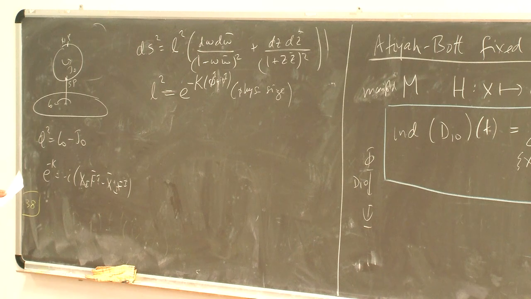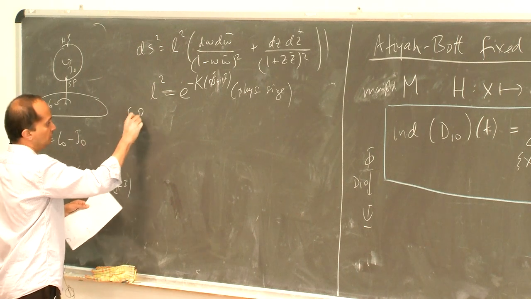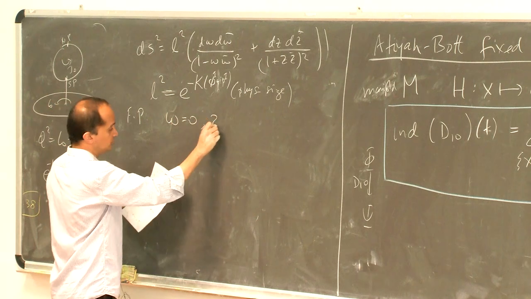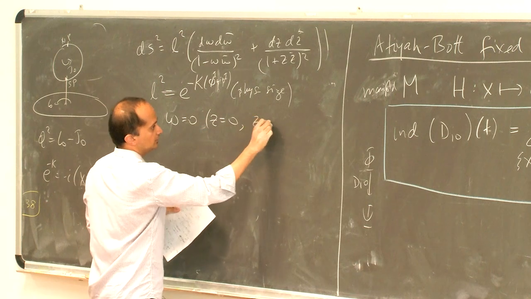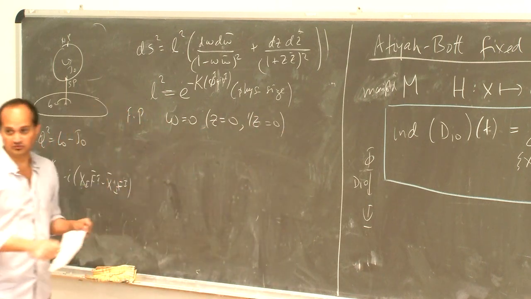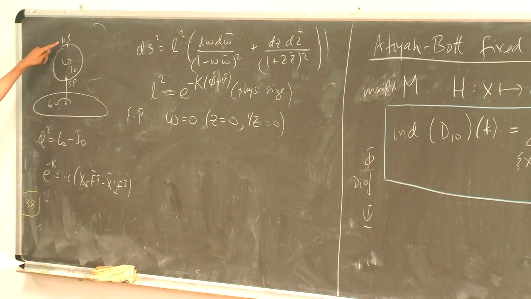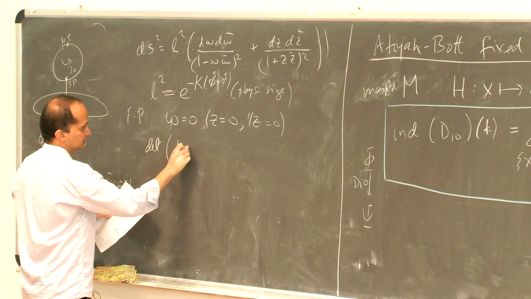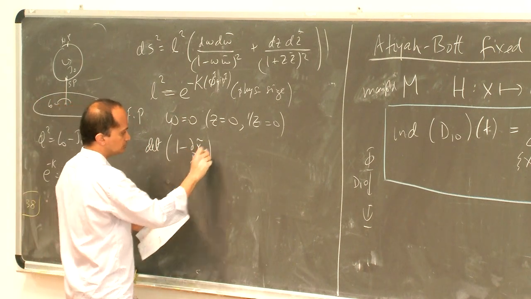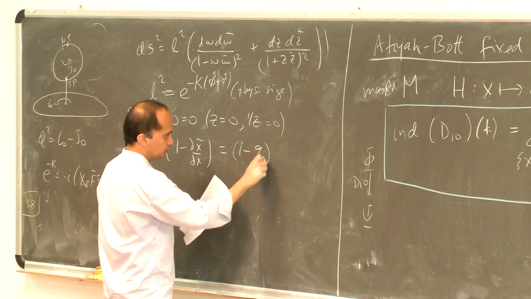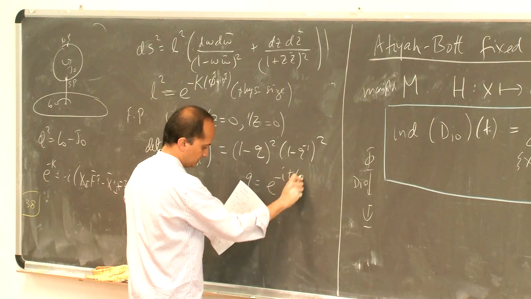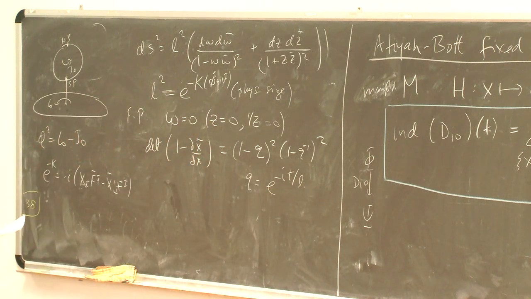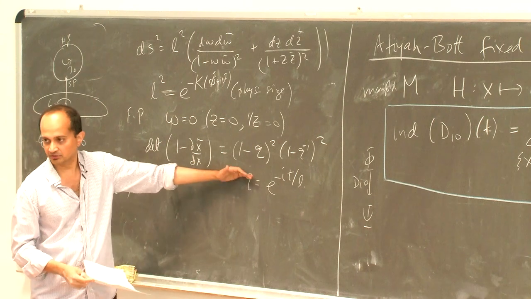So what are the fixed points? The fixed points are w equal to 0 and z equal to 0, combined with z equal to 0 and 1 over z equal to 0. Those are the two fixed points. Then you can easily compute the determinant. This thing is 1 minus q squared times 1 minus q inverse squared, where q is e to the minus i t over L. So that's the determinant. That's very easy to compute.